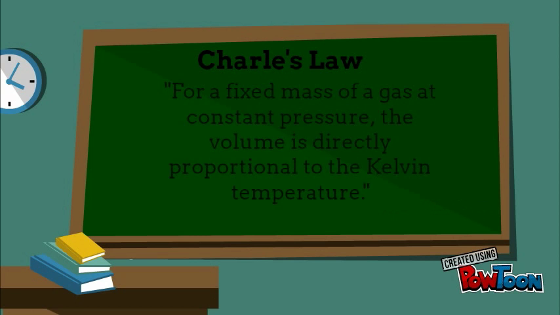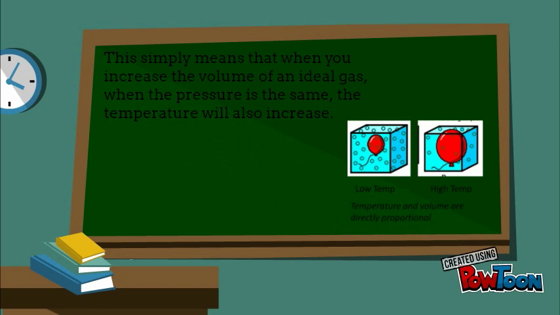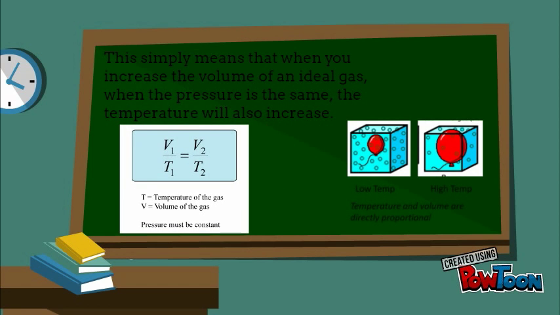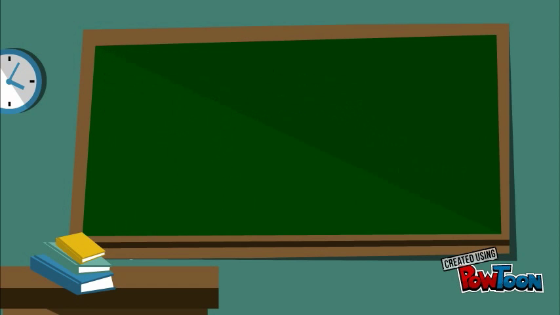Second gas law, Charles' law. This law states that for a fixed mass of a gas at a constant pressure, the volume is directly proportional to the Kelvin temperature. This law simply means that when you increase the volume of an ideal gas, when the pressure is the same, the temperature will also increase. You can express this in the formula V1 over T1 equals V2 over T2, where T is the temperature of the gas and V is the volume of the gas. And remember, the pressure must be constant.